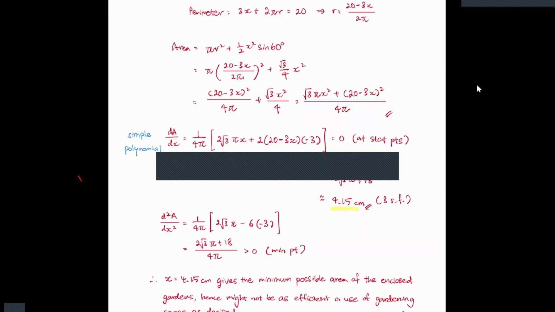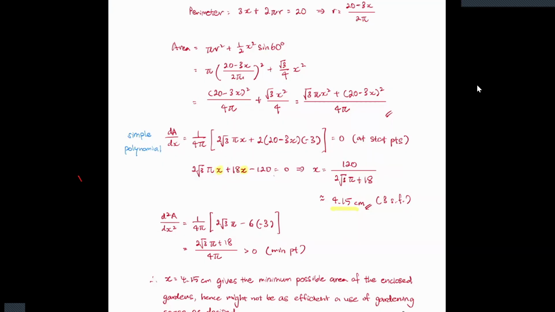Okay, those who are done can move on to question 3. Question 3 looks like a line question, right? So I'll just write the formulas on top before I let you all try, then I'll go through.